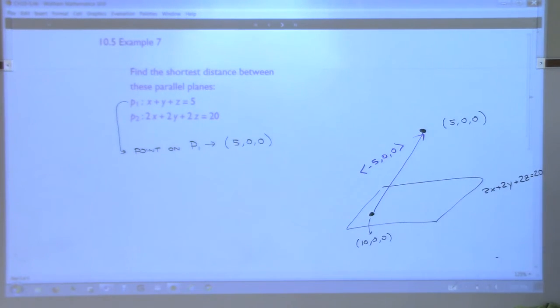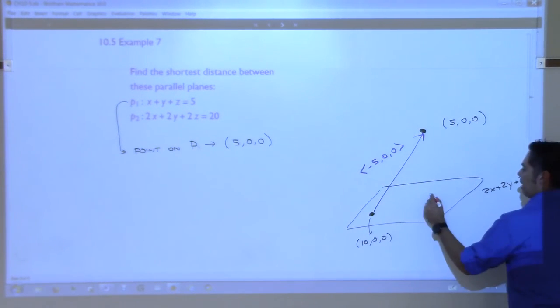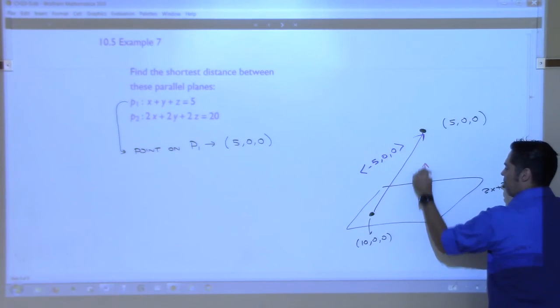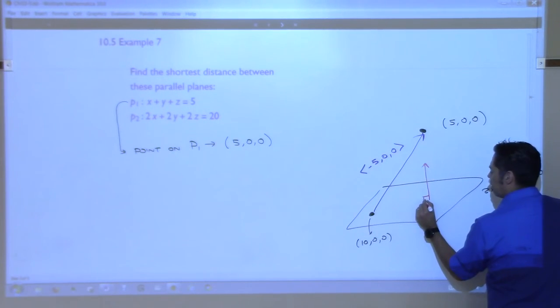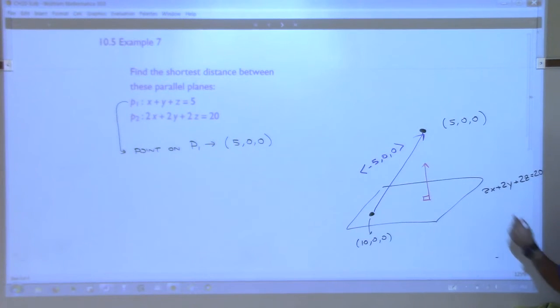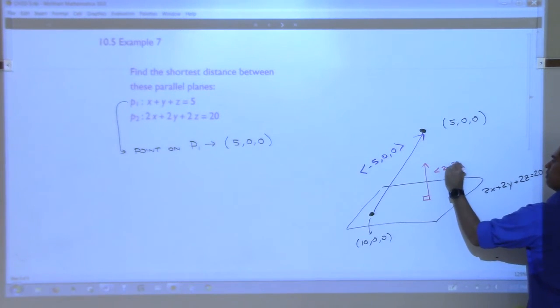Awesome, vectors that we have here. Great. Now we need another vector. What's the other vector that's very important in this problem? The normal vector of the plane. Okay, so what's the normal vector of this plane? It would go up like this, right? And it's orthogonal to the plane. So what's that vector? 2, 2, 2.